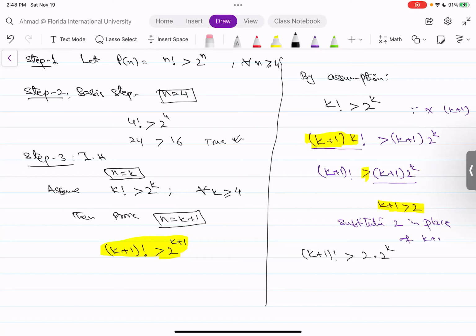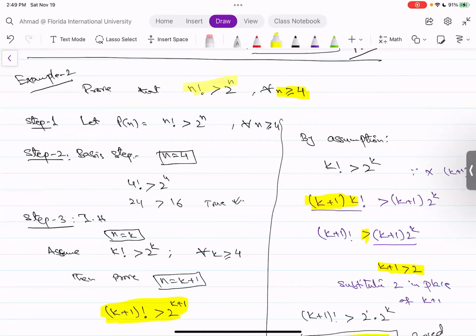So this is nothing but 2 power 1. So it is going to be k plus 1 whole factorial is going to be greater than 2 to the power of k plus 1, which is exactly what we were looking for here. So we have proved using mathematical induction that this is correct. So n factorial is greater than 2 to the power of n for every value of n which is greater than or equal to 4.